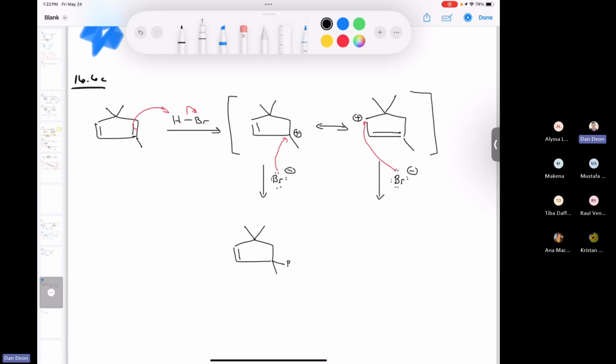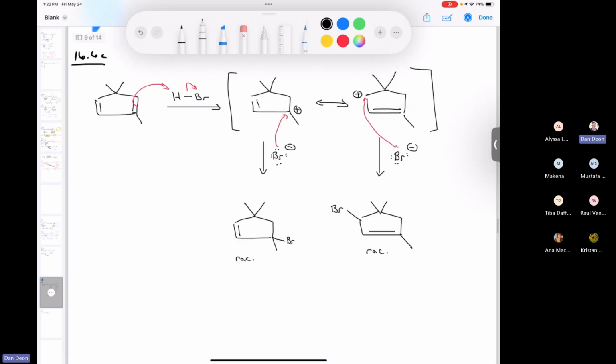And of course, this is a stereocenter. So I'm just going to write racemic. Okay. And then we're going to write the product of the next one. So let's draw a product of that nucleophilic attack, which is going to look like this. Okay. And of course, this is a stereocenter. And so that will be racemic as well.